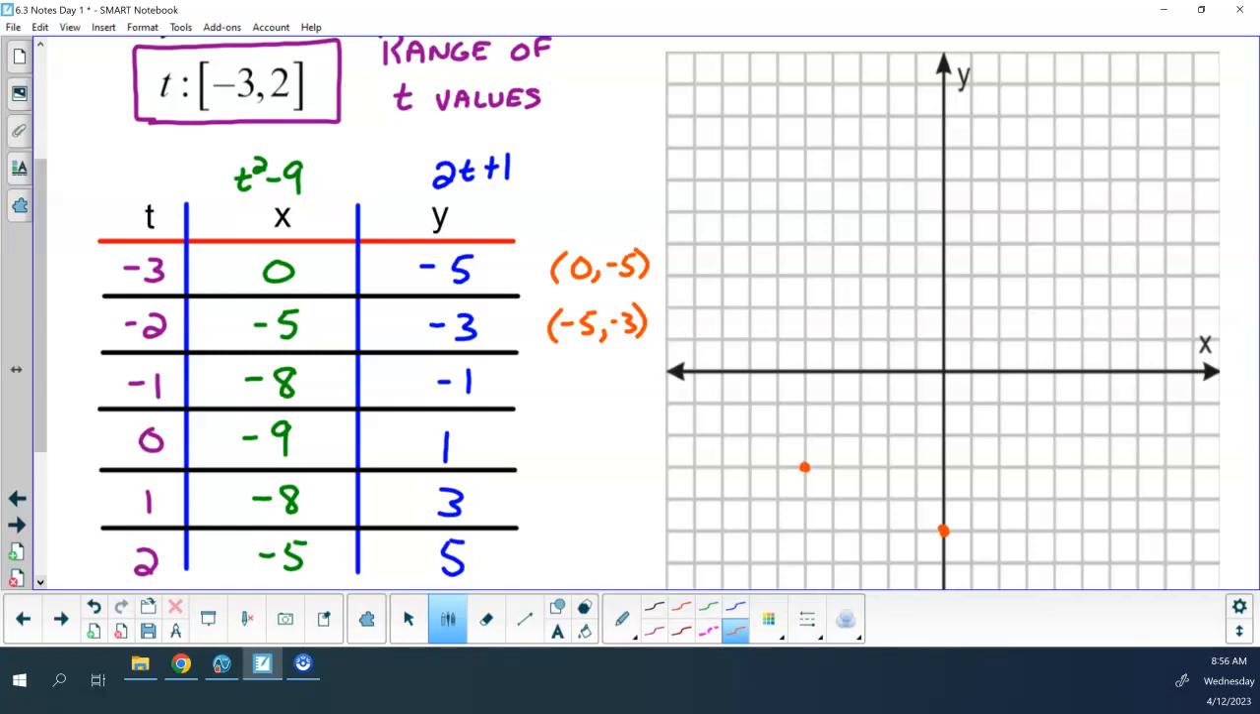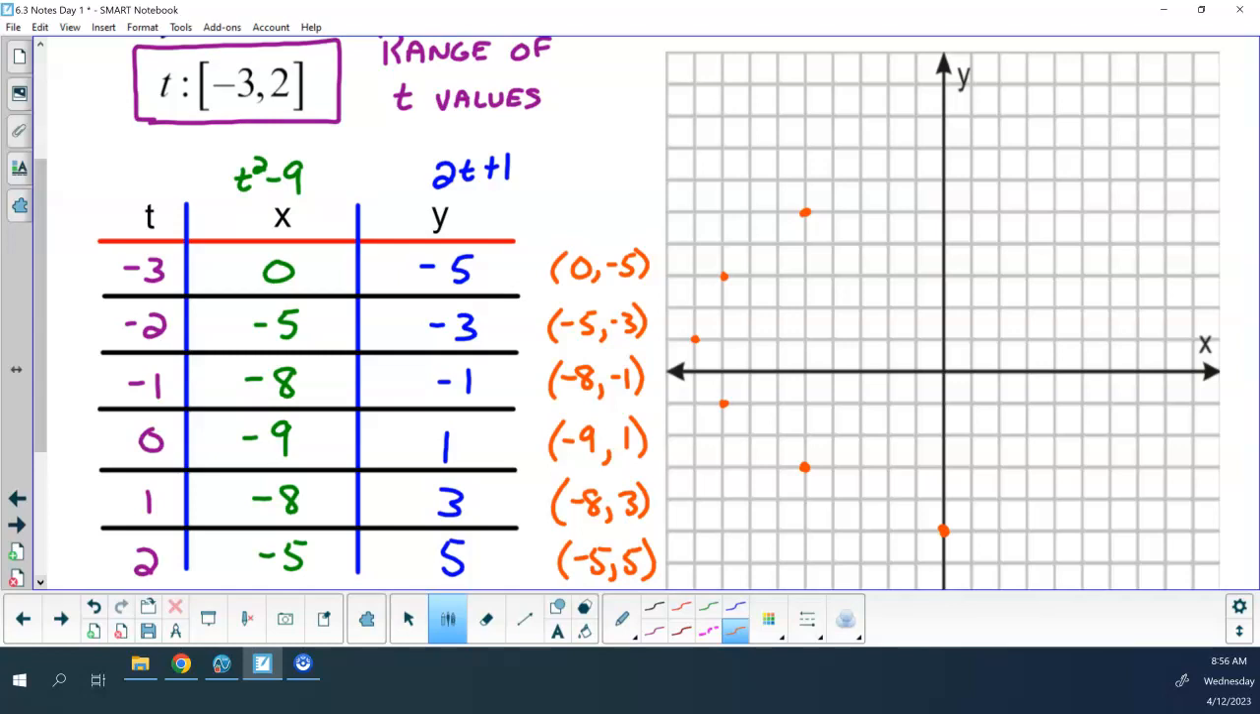It's right there. Then you're going to plot the point -8, -1. 1, 2, 3, -1. Then you're going to plot the point -9, +1. That's right there. Then you're going to plot the point -8, comma 3. That's right there. Then you're going to plot the point -5, comma 5. That's right there.